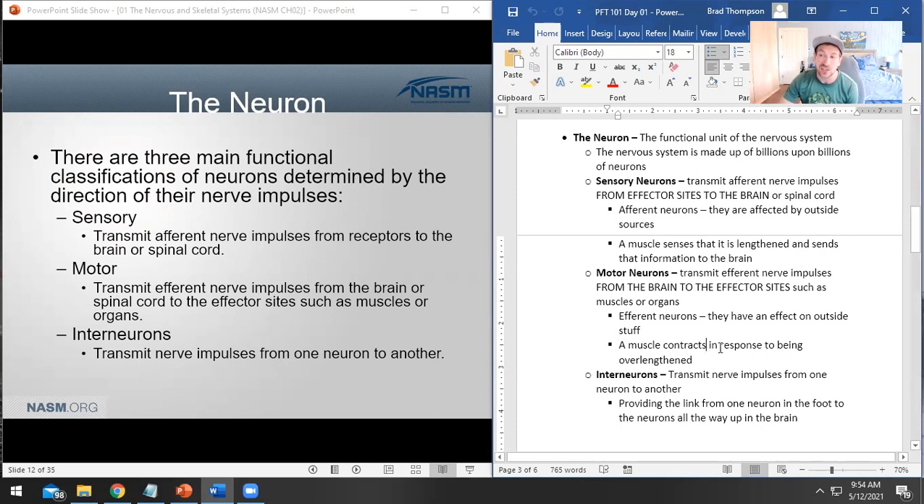And then there are interneurons, which are going from neuron to neuron to neuron to neuron. Because obviously we don't have one single cell that's transmitting from my brain all the way down to my hamstrings. It's a pretty long distance. So if it's traveling from neuron to neuron to neuron, we call those interneurons.